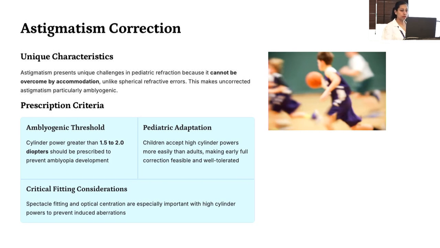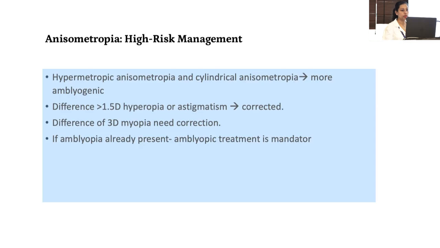Astigmatism cannot be overcome by accommodation, so it also has an amblyogenic threshold. So cylindrical power of more than 1.5 to 2 diopters has to be prescribed. Another thing is, the pediatric population adapts easily to cylindrical powers, even a high cylinder, in contrast to adults. So it can be considered to prescribe early enough. And you should also consider the fitting of the spectacles regarding the astigmatic cylindrical axis.